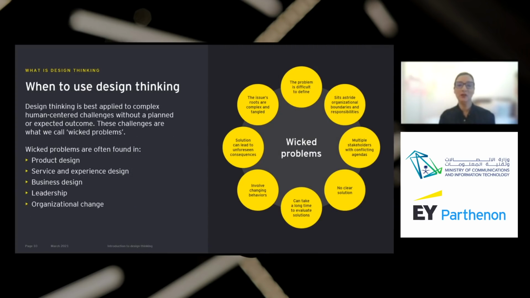So when do we actually use design thinking? Well, it's best applied to very complex challenges, or what we like to call wicked problems, often found in things like product design or business model design, leadership, or even organizational change. It's where we might have no clear solution, or it might be involving how do we change people's behaviour. It might be something that we've never come across before. I mean, the COVID pandemic is a great example of a wicked problem that the globe has had to solve for and look to for solutions. So these are the types of problems or the types of situations when we can start to use design thinking.